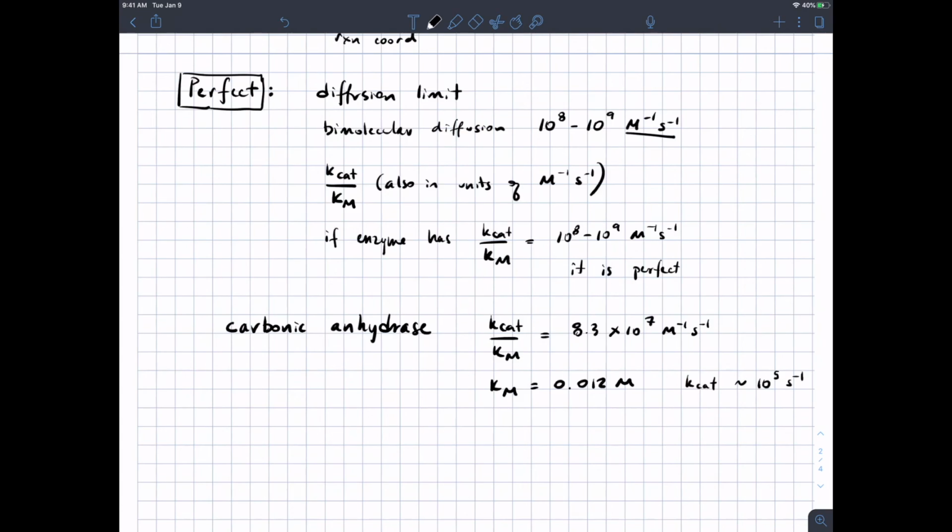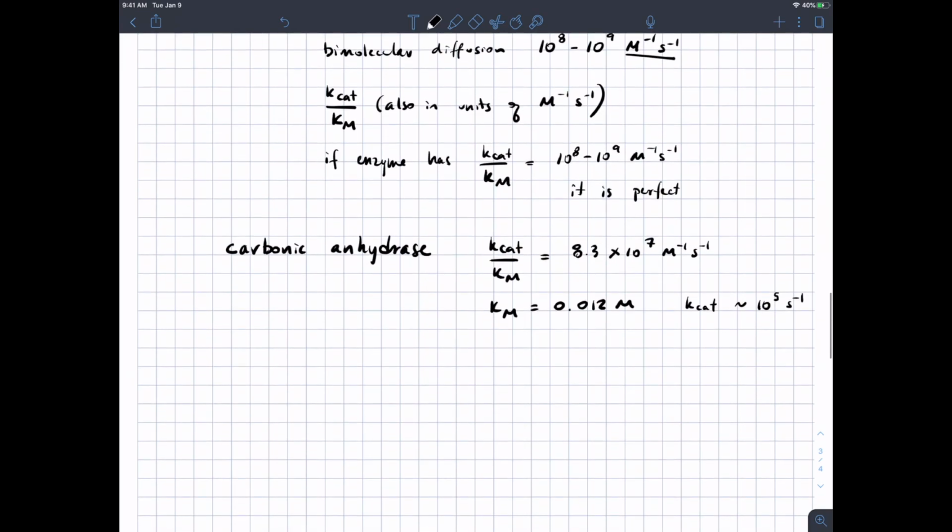Just to repeat the question, if kcat over Km were greater than 10 to the 9, that means that the enzyme is more perfect than it needs to be. And there's no evolutionary pressure for that to happen because, of course, life and evolution takes place in water. And once you reach the diffusion limit, speeding up your enzyme further no longer gets you any acceleration in chemistry because you're just limited by the diffusion rate of water.